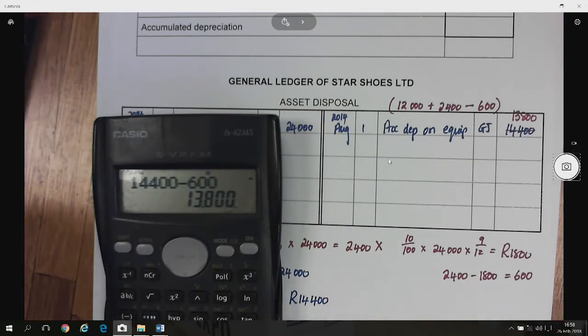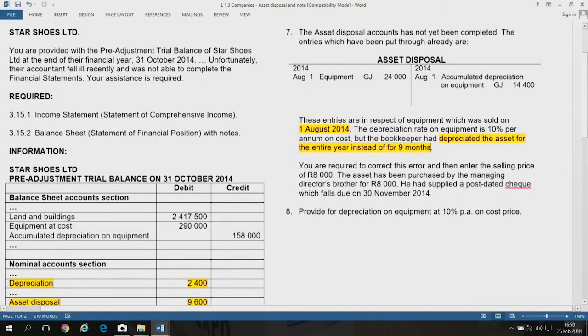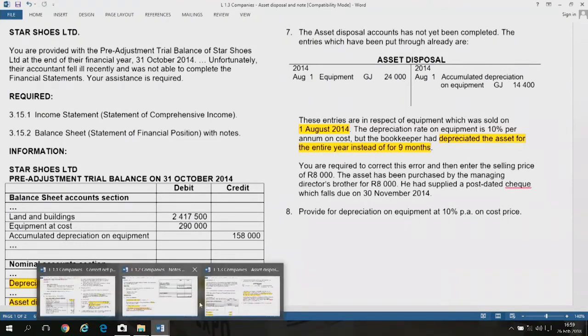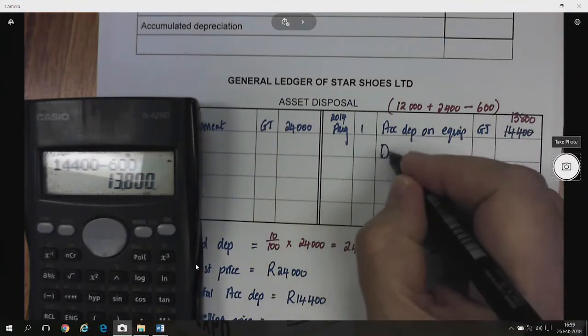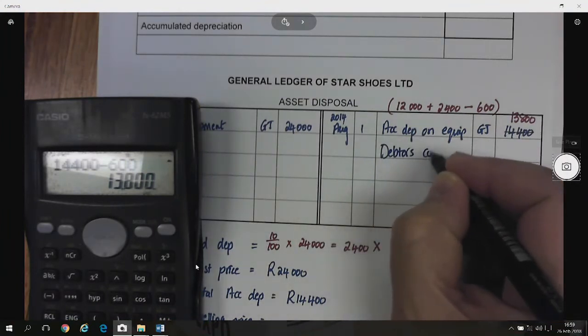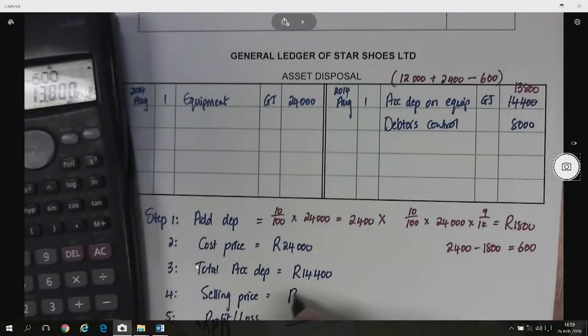Let's quickly go. We must read. They mentioned that you are required to correct this error and then enter the selling price of 8,000 Rand. The asset has been purchased by the managing director's brother for 8,000 Rand. He had supplied the post-dated check, which falls due on the 30th of November. We are only in October now, so we just show it as debtors control because we sold it on credit. So debtors control on this side. We sold it for 8,000 Rand. Remember, that was your selling price.